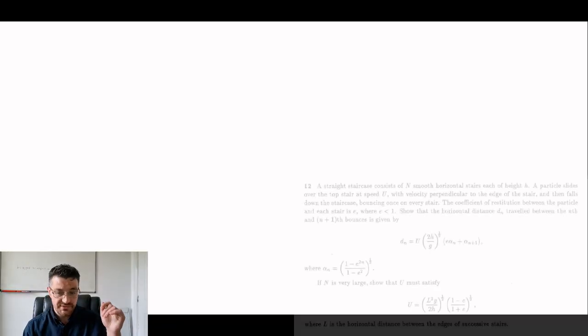So question number 12, STEP 2, 1990. A straight staircase consists of n smooth horizontal stairs, each of height h. A particle slides over the top stair at speed u with velocity perpendicular to the edge of the stair, and then falls down the staircase, bouncing once on every stair. The coefficient of restitution between the particle and each stair is e, with e less than 1. Show that the horizontal distance d sub n travelled between the nth and n plus 1th bounces is given by the following expression.